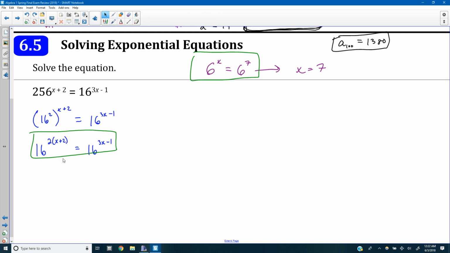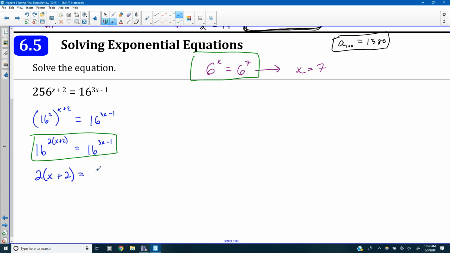Now, just like the problem you saw over here, we have matching bases. They both have 16. The only way for the left side to equal the right side is if these exponents are the same. That means we can write a new equation: 2 times x plus 2 equals 3x minus 1. So the question is, what value of x do we need? If I distribute the 2 here, I get 2x plus 4 equals 3x minus 1. And solve regularly. How about I subtract the 3x over, just to make this fun? Subtract the 4 over. I'll get negative x equals negative 5. Therefore, x equals 5. And that's your answer.